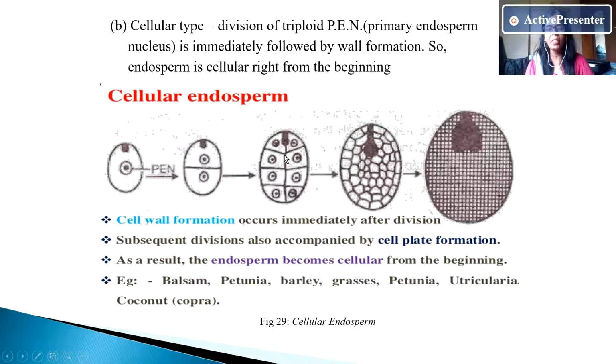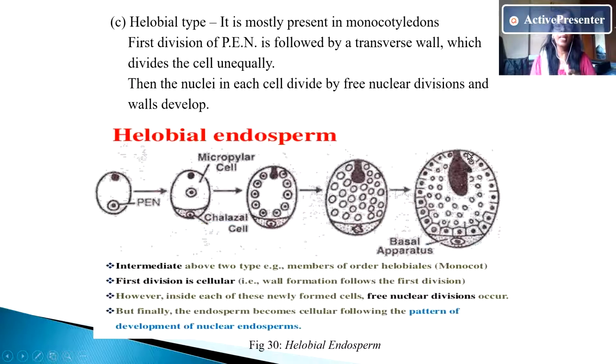After each division the cell formation takes place, and here cellular endosperm forms, and inside it you can see the embryo. So cell formation occurs immediately after division. Subsequent divisions are also accompanied by cell plate formation. As a result, the endosperm becomes cellular from the beginning. Examples: balsam, petunia, barley, grasses, utricularia, and coconut, that is copra, we can say. Cellular endosperms. The third one is the helobial type.